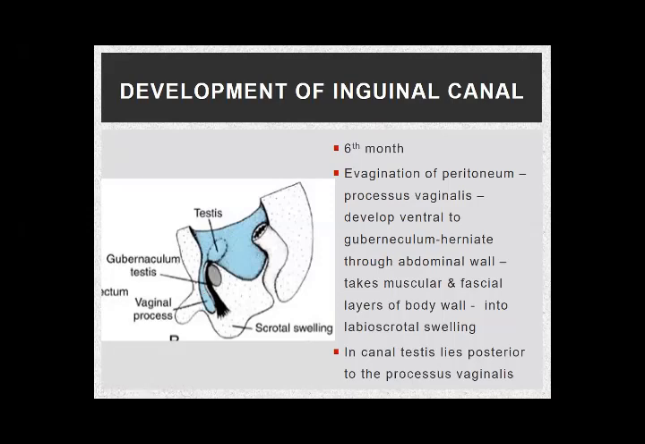Now, as the processus vaginalis passes through the layers of the abdominal wall, it takes the muscles and fascia of the abdominal wall with it. As a result, I hope you appreciate that in the inguinal canal, the testis will lie posterior to this processus vaginalis.